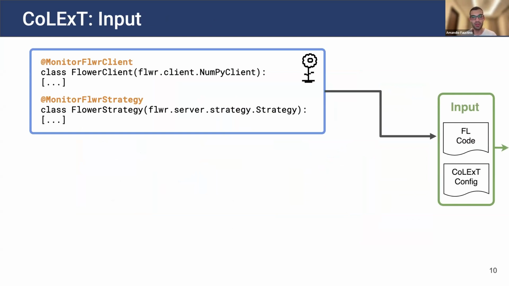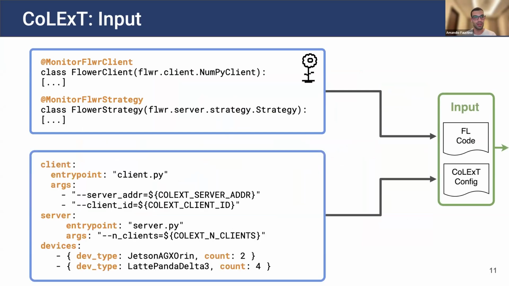We need to also add two decorators to it, one to the Flower client and another one to the strategy. But those are the only modifications you would need to your code. And then the other thing you need is to specify a configuration file, to tell Collext what you want to run and which devices you want to use. So you would specify the entry points for the client and the server, and also the devices that you want to use, the device type and the number of devices.